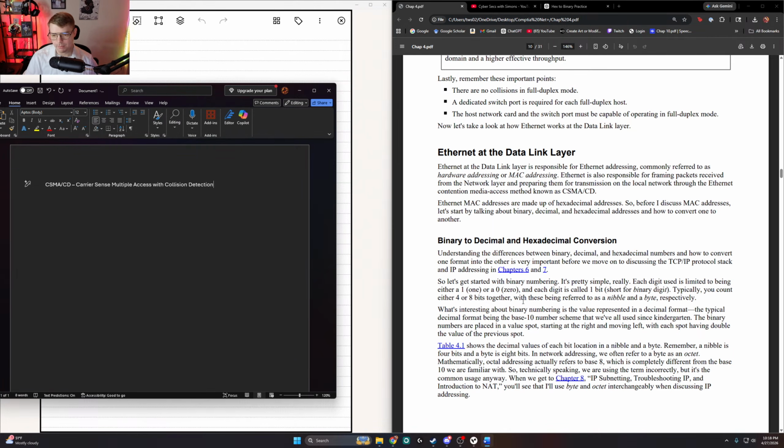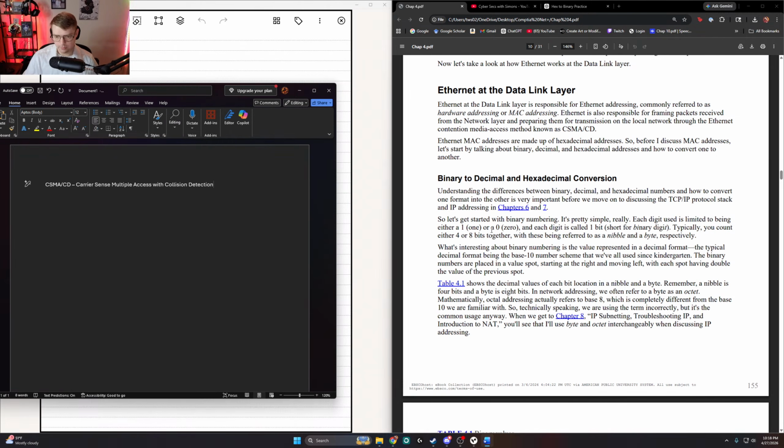Understanding the difference between binary, decimal, and hexadecimal numbers and how to convert one format into the other is very important before we move on to discussing the TCP/IP protocol stack and IP addressing. So let's get started with binary numbering. It's pretty simple, really. Each digit used is limited to being either a 1 or a 0, and each digit is called 1 bit, short for binary digit.